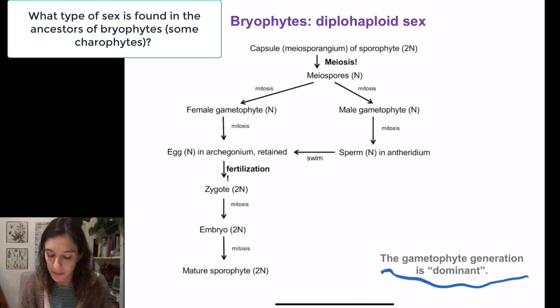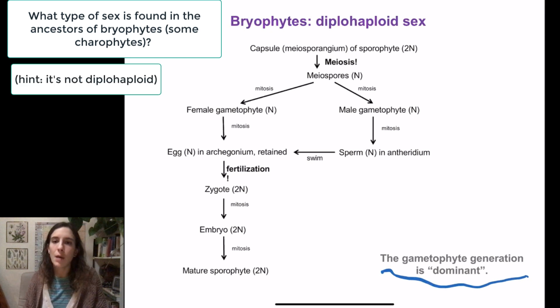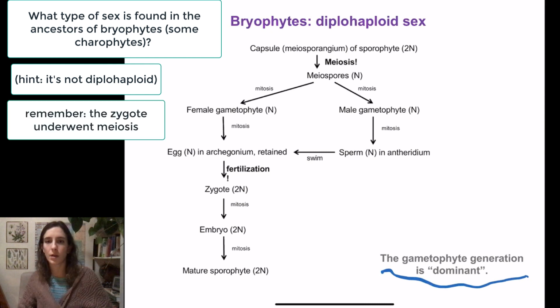First of all, I want to say the gametophyte is dominant, right? The sporophyte is just that dinky little thing. It's on a seta, that wiry seta, the stalk. And then it's just that little capsule, the sporangium at the top. It's not doing any photosynthesis. It's just there for a pretty short period of time. The gametophyte is dominant in the mosses.